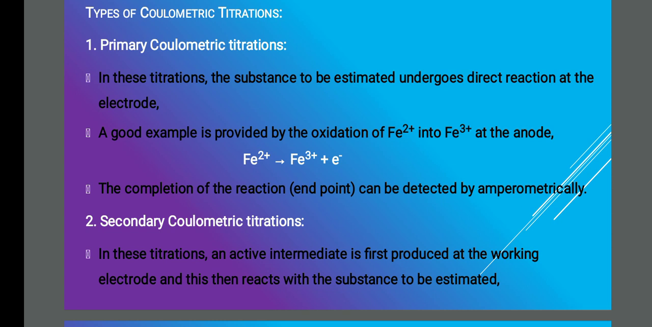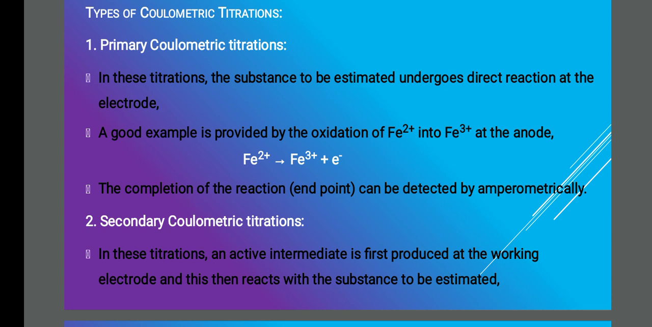coulometric titration. Coming to secondary coulometric titration, in this titration the active intermediate will be first produced at the working electrode. At the cathode, an intermediate substance will be formed first. That intermediate will react with our substance and produce the product we need. Then the end point we will detect spectrophotometrically. Is it okay?